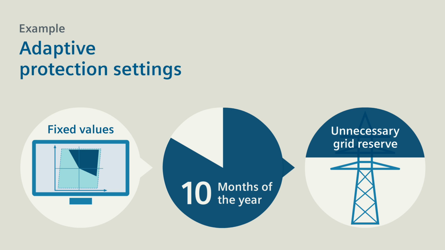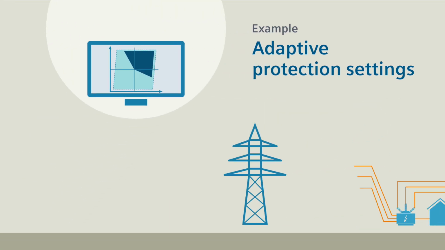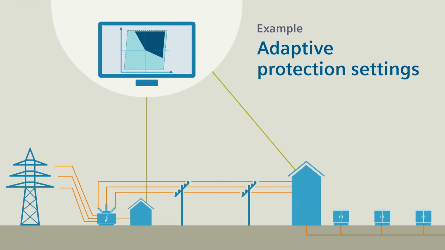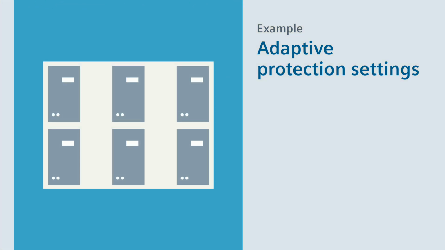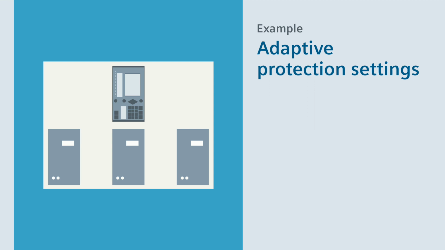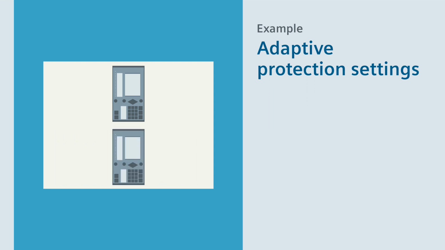The alternative for an optimum grid utilization at any time is called adaptive protection settings. With this method, limits and protection settings are dynamically adjusted to the current requirements in the grid control center and then transmitted to the digital substation directly into the protection devices used there. In our case, these are devices of the SIPROTEC 5 series.